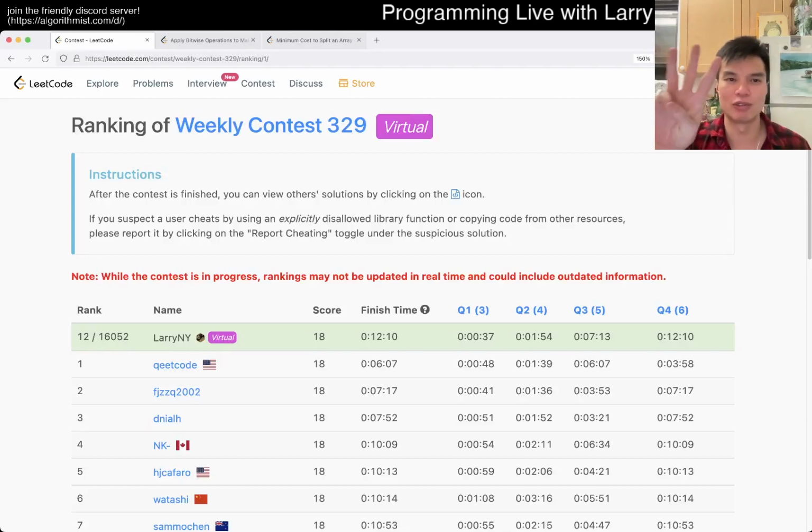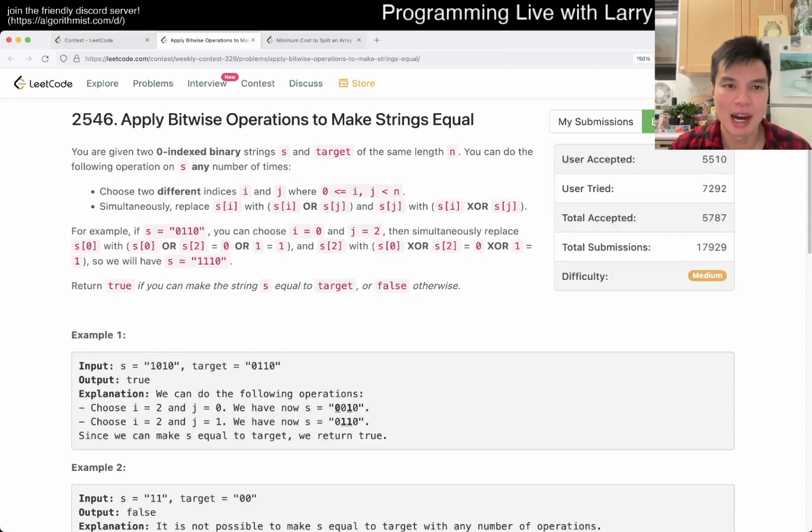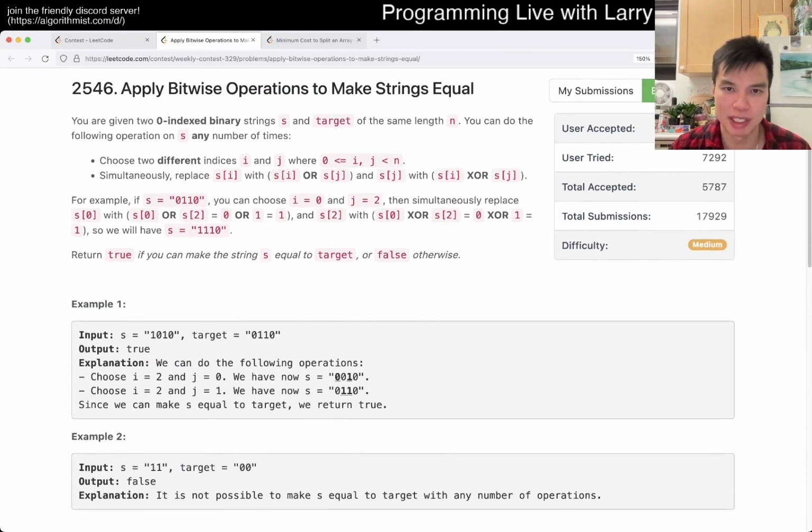This is Miko with Q3 of the weekly contest 329. Apply bitwise operations to make strings equal.